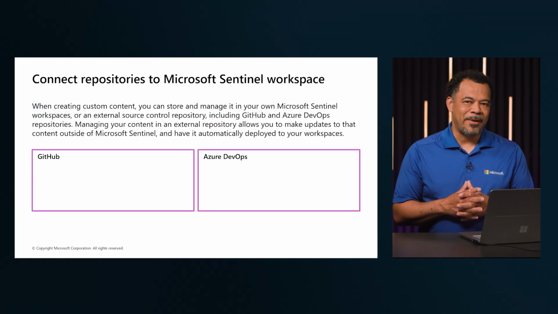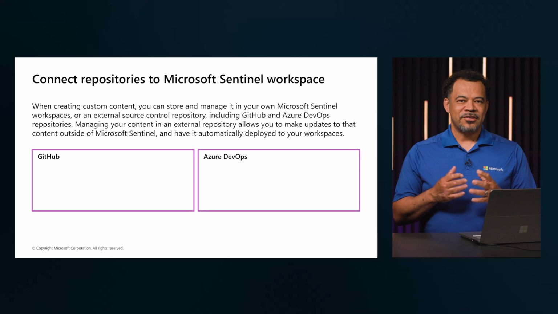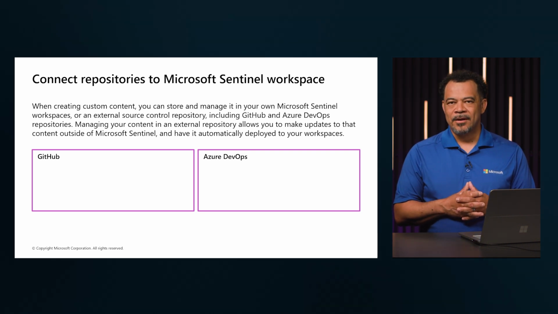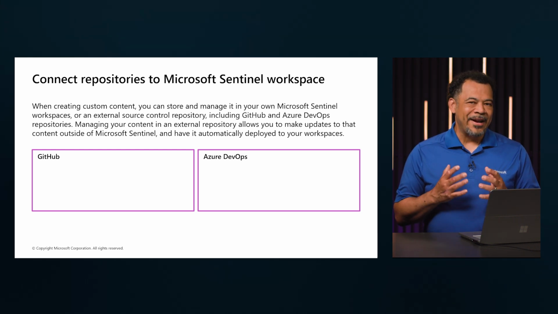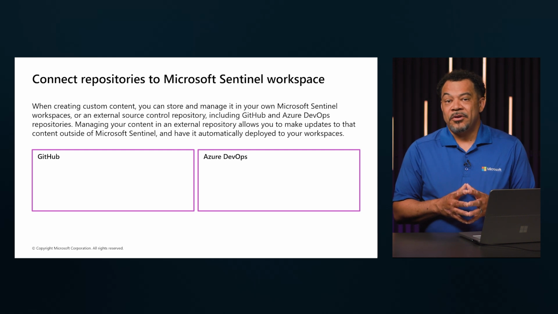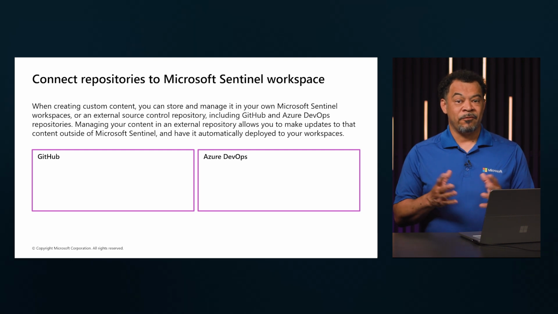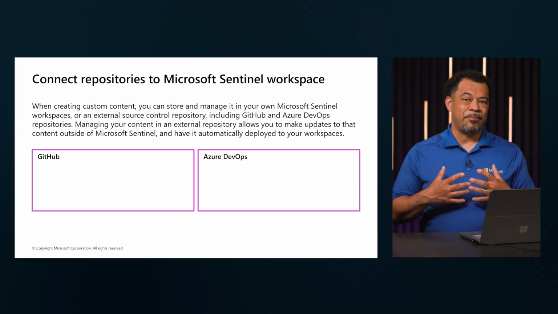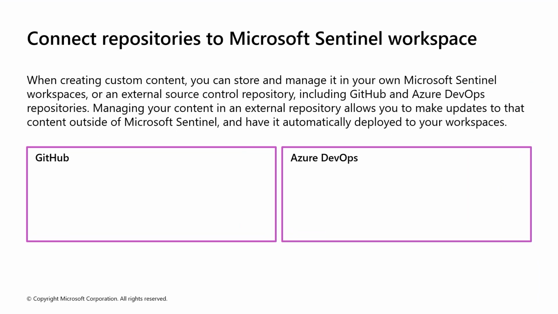You can connect external repositories like GitHub or Azure DevOps to your Microsoft Sentinel workspace to manage custom content more effectively. This setup allows you to develop and update your analytics rules, workbooks, and other content outside of Sentinel. Then you can automatically deploy these changes to your workspaces. It's a great way to integrate version control and CI/CD pipeline practices into your security operations. Whether you're working solo or as part of a larger SecOps team, this approach helps streamline content management and keeps your environment consistent and up to date.